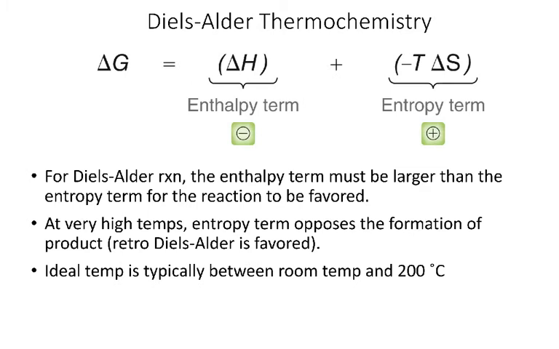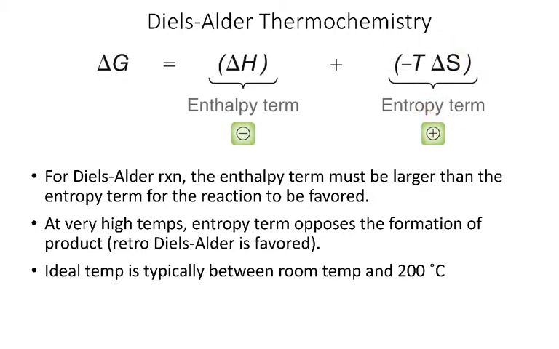All right, so let's kind of put it all together. We said delta H is going to be negative, and delta S is going to be negative. But in the equation delta G equals delta H minus T delta S, we also have to consider the negative T. So when we take negative T and multiply it by a negative delta S, this entropy term is going to be positive.